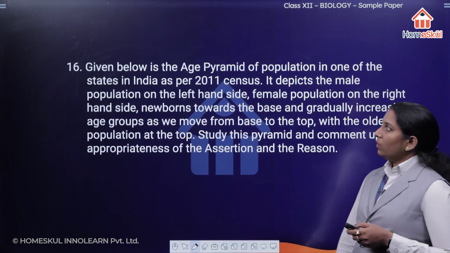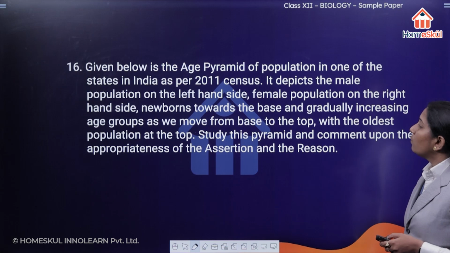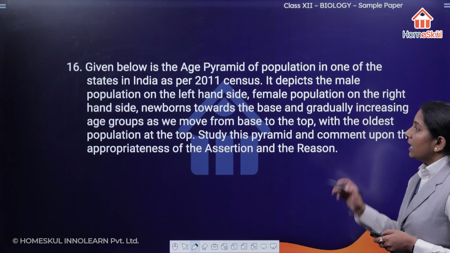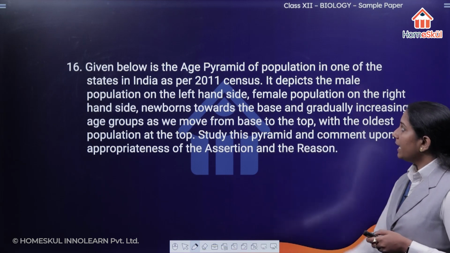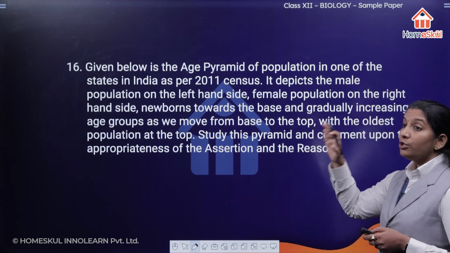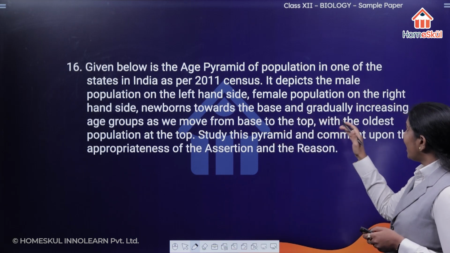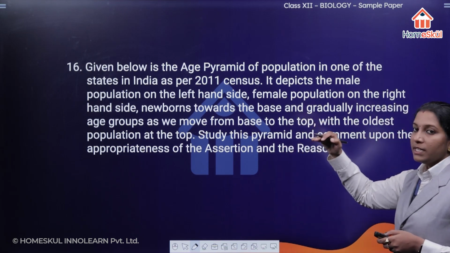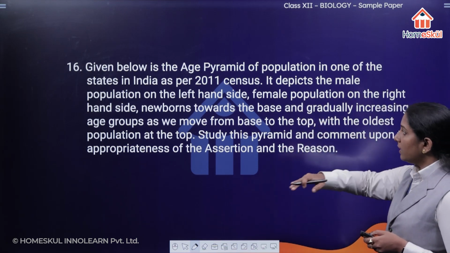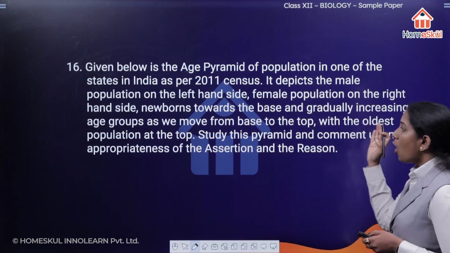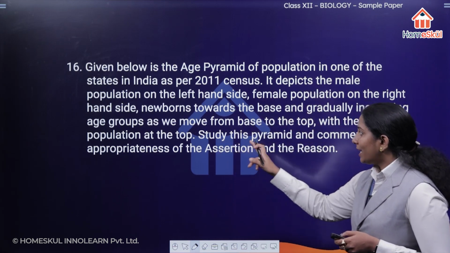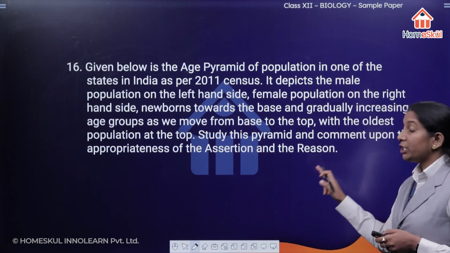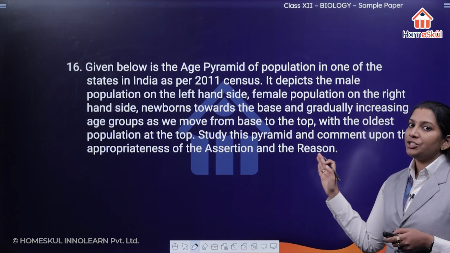Then, given below is an age pyramid of the population in one of the states in India as per the 2011 census. It depicts the male population on the left-hand side and the female population on the right-hand side, with newborns towards the base and increasing age groups from base to top, the oldest population at the top. Study this age pyramid and comment upon the appropriateness of the assertion and the reason. Here also it is an assertion-reason type question.